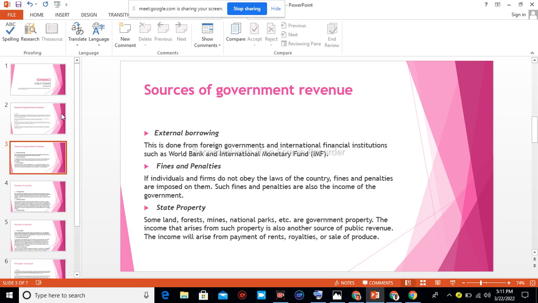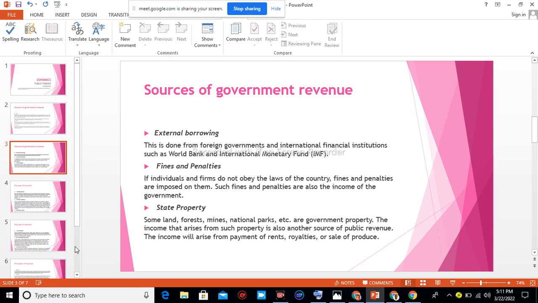Another source of government revenue is external borrowing. It's usually received from foreign governments and international financial institutions such as the World Bank and IMF, International Monetary Fund.